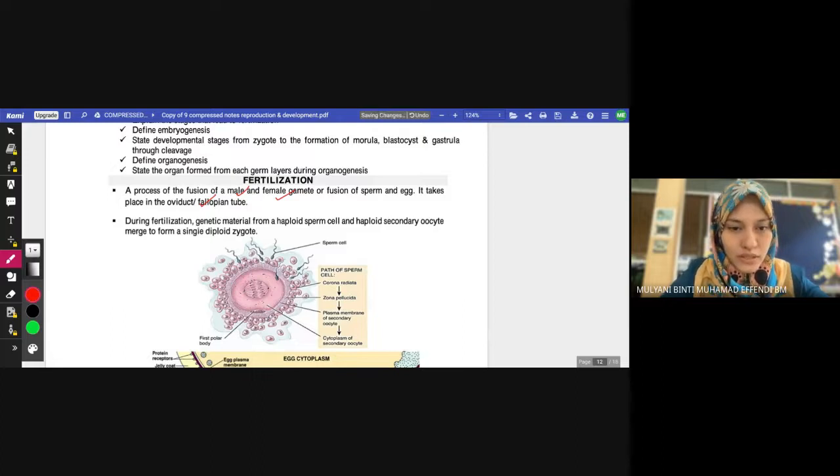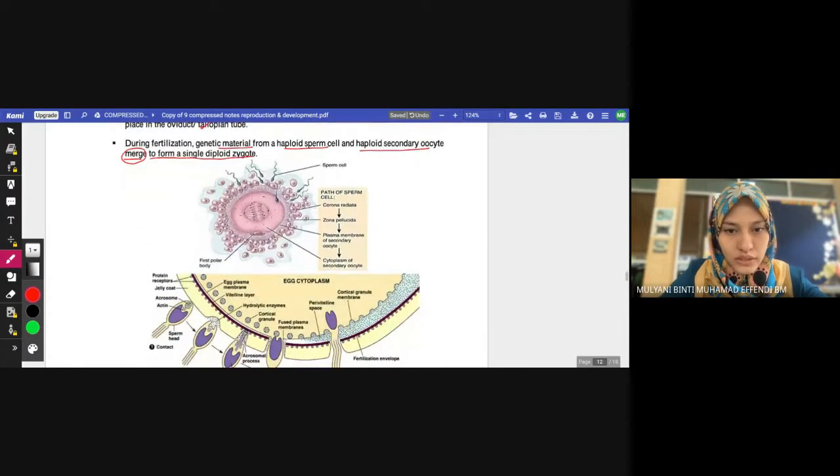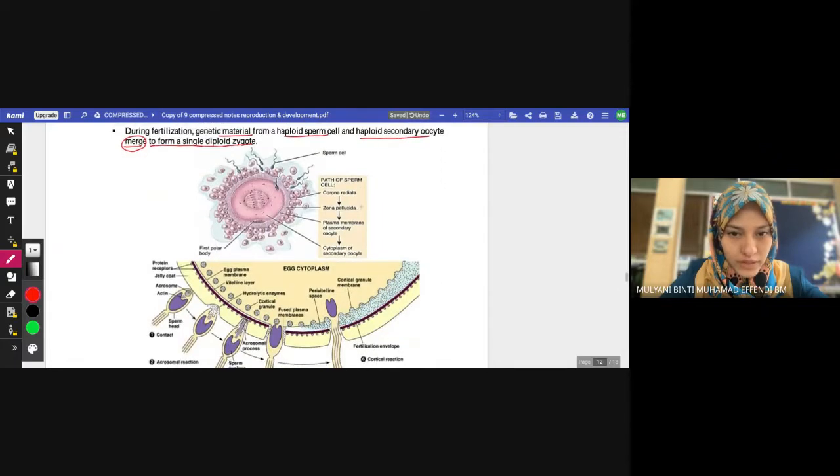So during fertilization, genetic material from a haploid sperm cell and a haploid secondary oocyte merge. Merge means fuse, to form a single diploid zygote. So merge, we can say it as fuse, the same meaning. So this is basically the overview of the fertilization process.